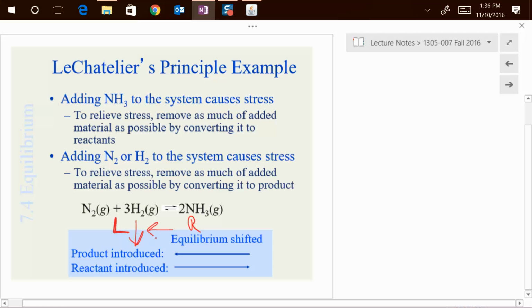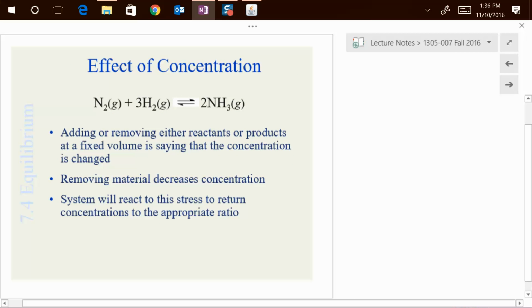So if you decrease the concentration of something, it shifts towards that thing. If you increase the concentration of something, it shifts away from it. Always. It's always the case. Okay? Removing material decreases concentrations. The system will react to the stress to return concentrations to their appropriate ratios. So it's going to try to build it back up. So it's going to shift towards it.